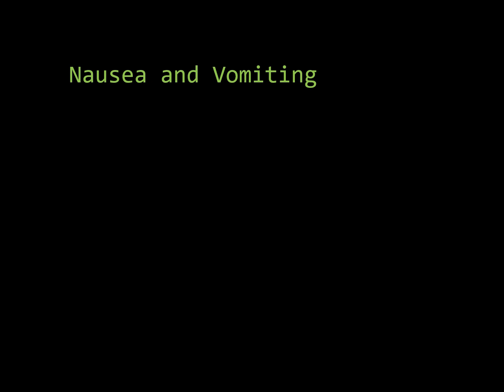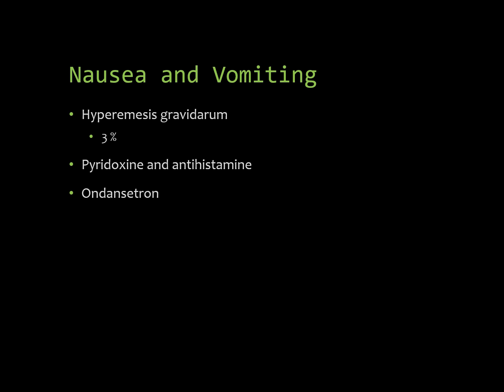Now we will focus on certain pregnancy specific conditions and how to treat them. For example, nausea and vomiting. Nausea and vomiting is one of the most common symptoms and signs of pregnancy, but it becomes troublesome when there is hyperemesis gravidarum, which accounts for 3% of pregnancies. Usually it is treated with pyridoxine and newer antihistamines, not the older ones. And it has been shown that ondansetron is also relatively safe in nausea and vomiting.